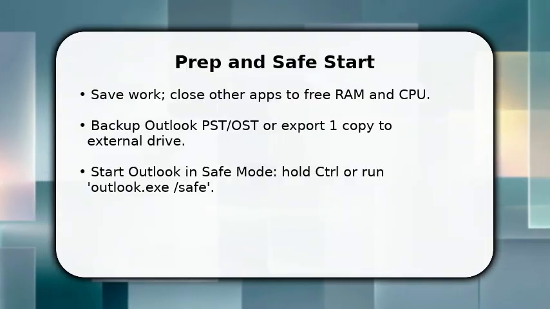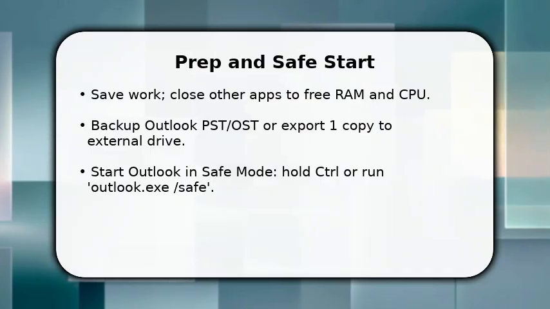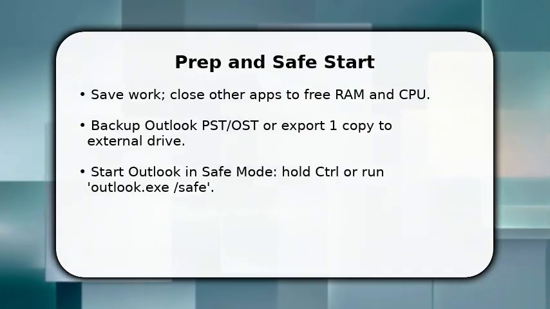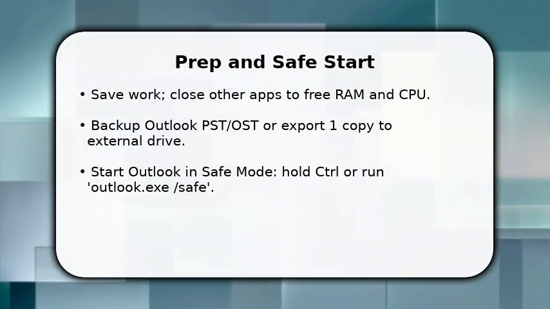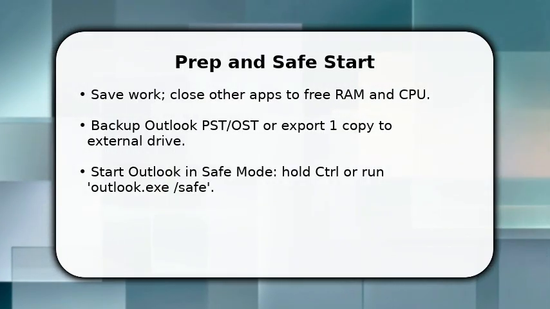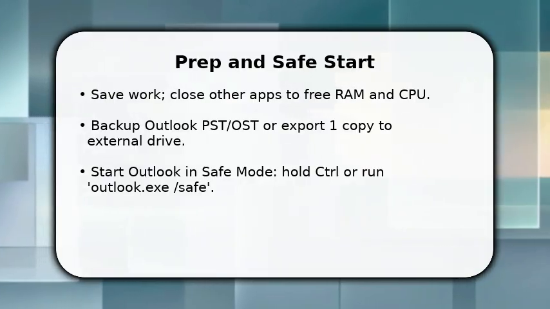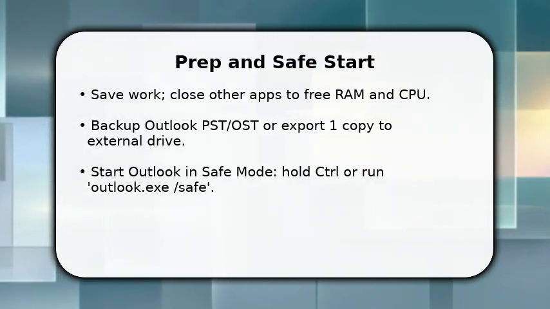You begin by preparing your environment and ensuring data safety. First, save any open work and close heavy applications so Outlook can get CPU and memory. Once done, export or copy your PST/OST file to an external drive as a precaution.